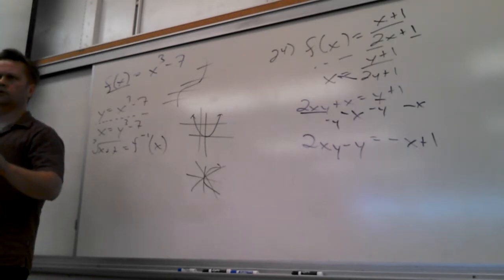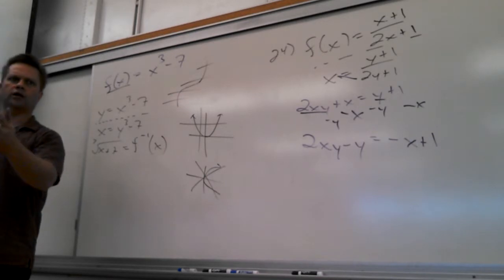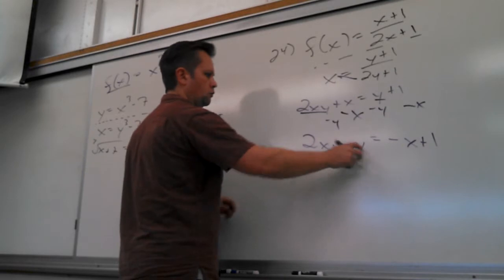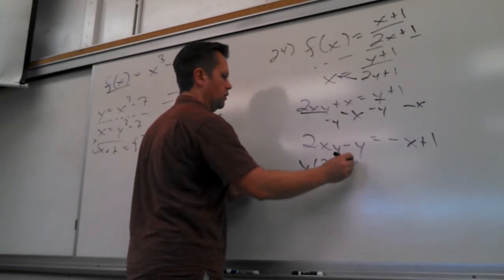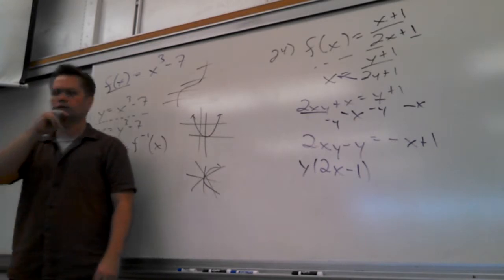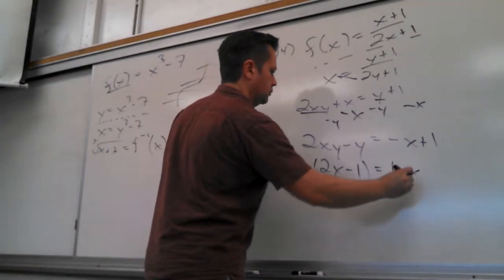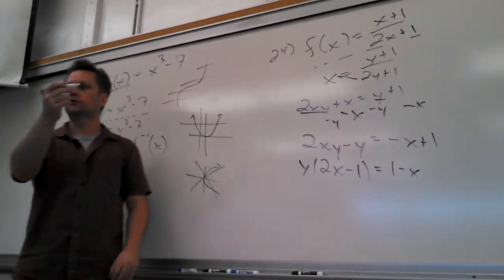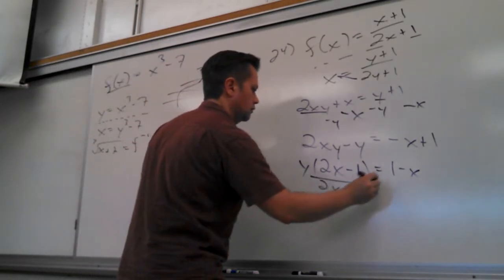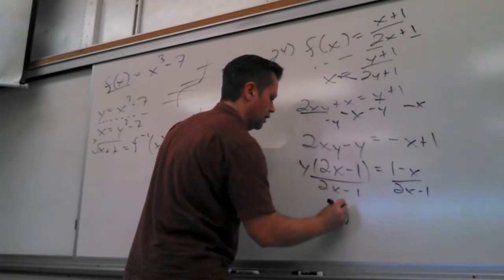You doing all right? Here's what I meant by there aren't really two y's: one y comes back out. There's only one y that was distributed to two things. Might as well write that as y times (2x minus 1) equals 1 minus x, and then you can just divide by what you don't want. Divide by 2x minus 1. So f inverse.